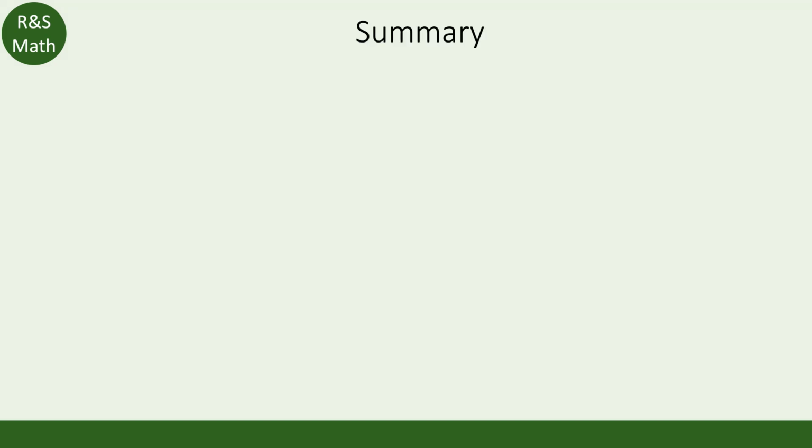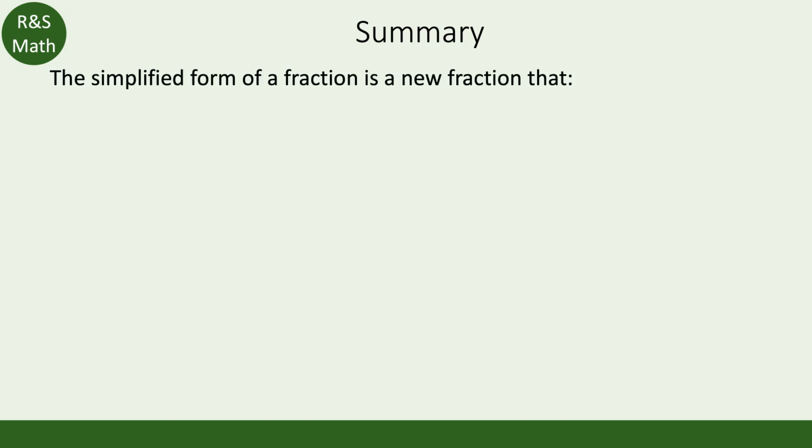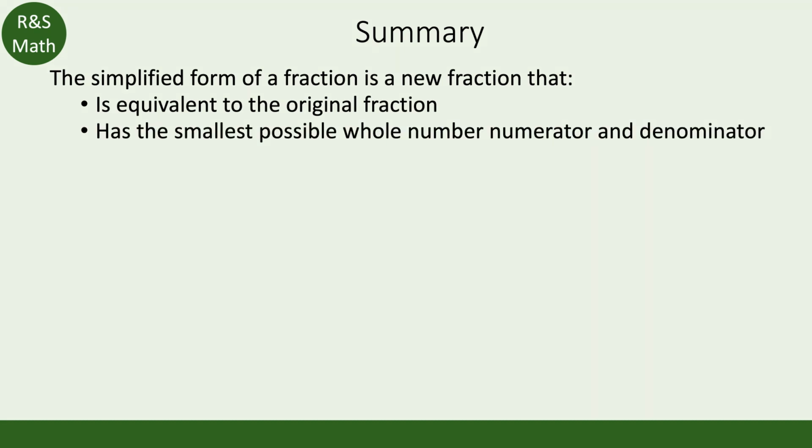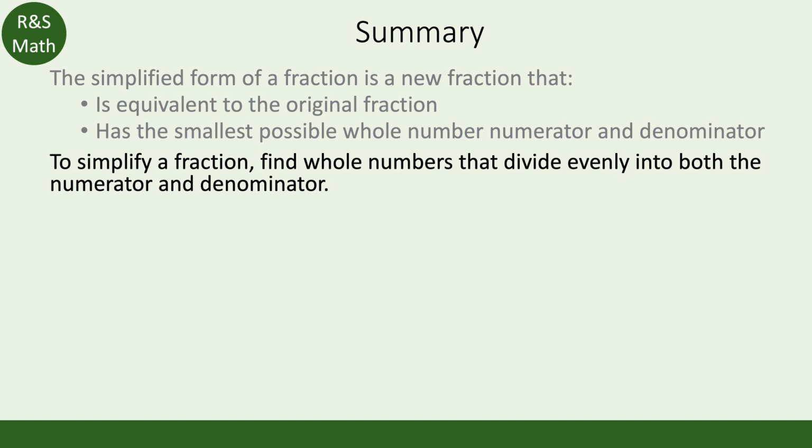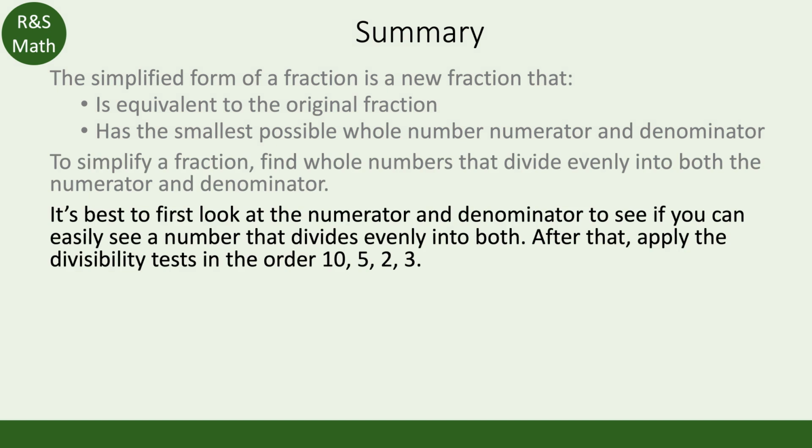Let's summarize what we have learned about simplifying fractions using the divisibility tests. The simplified form of a fraction is a new fraction that is equivalent to the original fraction and has the smallest possible numerator and denominator. To simplify a fraction, find whole numbers that divide evenly into both the numerator and denominator. It's best to first look at both the numerator and denominator to see if you can easily see a number that you know divides evenly into both. After that, apply the divisibility tests in the order 10, 5, 2, 3.